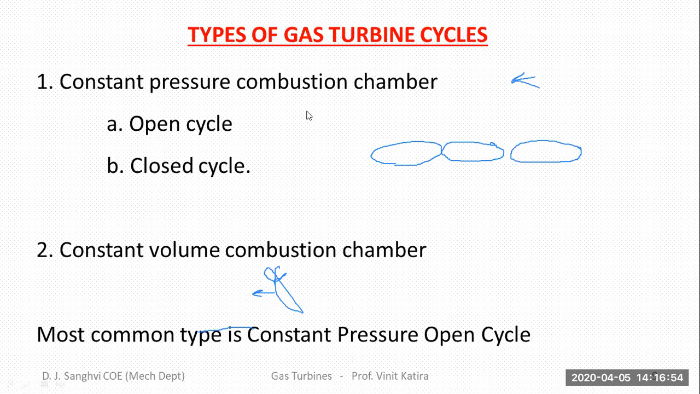So as we have discussed, we can have constant pressure, open cycle, closed cycle, constant volume combustion chambers for gas turbine. The most common type is a constant pressure open cycle.